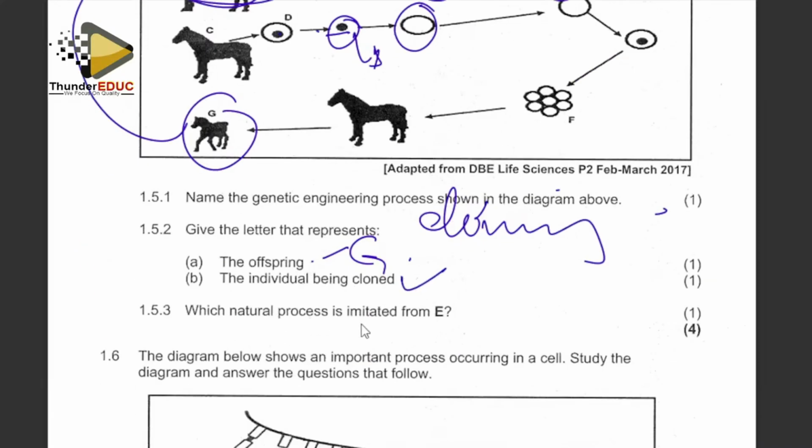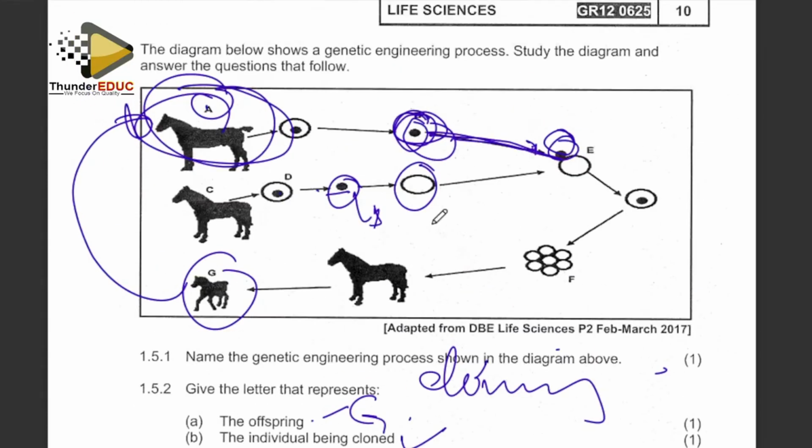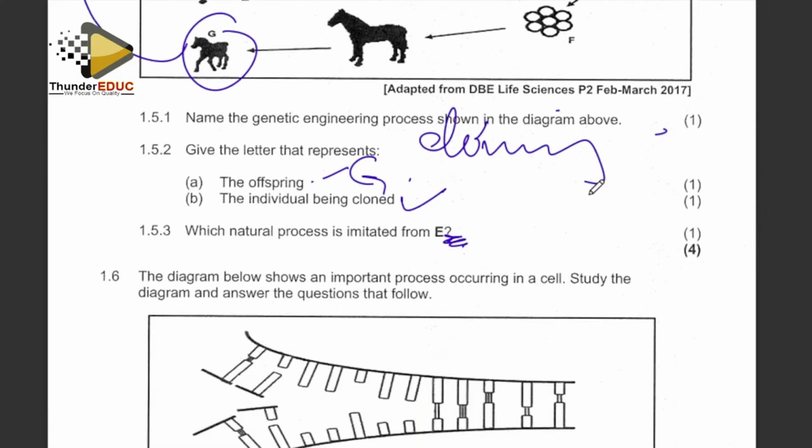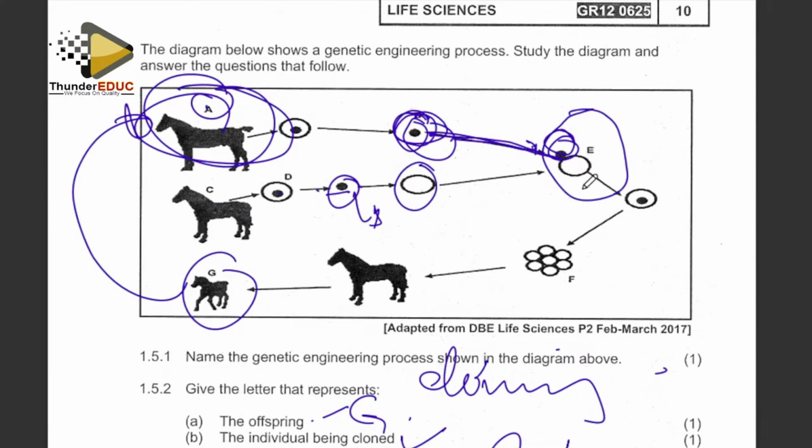All right. Give the natural process represented at E. We talked about these things. They are saying this is not that process. They're asking you the natural process, meaning in normal circumstances. Therefore, it is fertilization. Yes, fertilization. But what is this? This is fusion. Yes, fusion using mild electric shock.